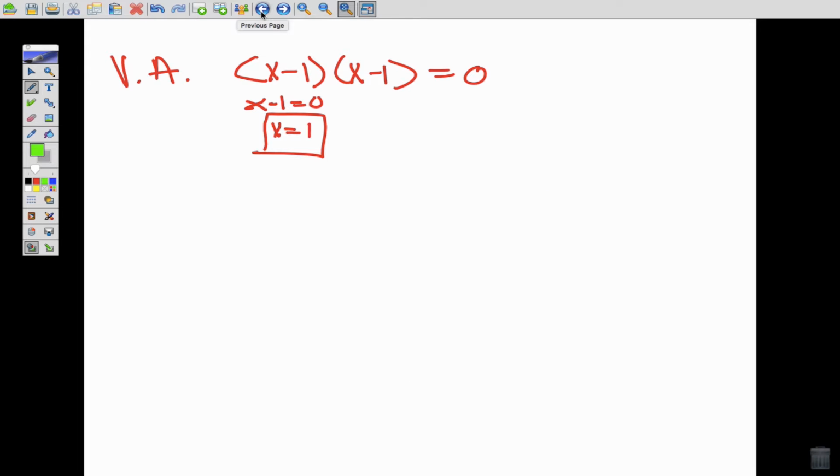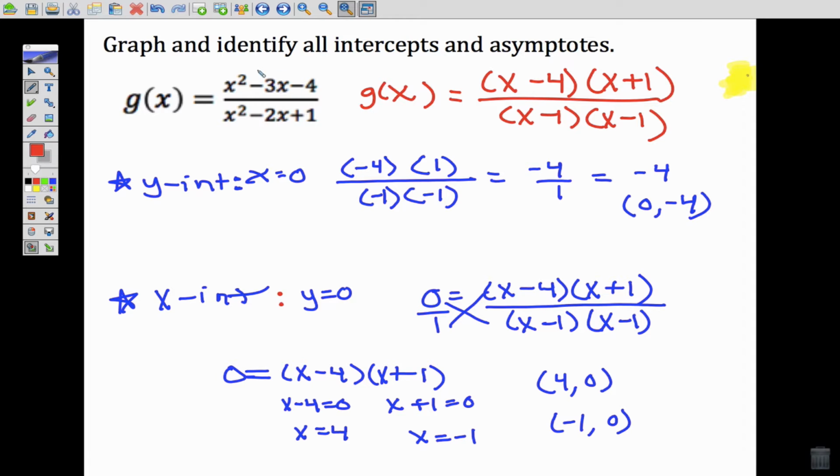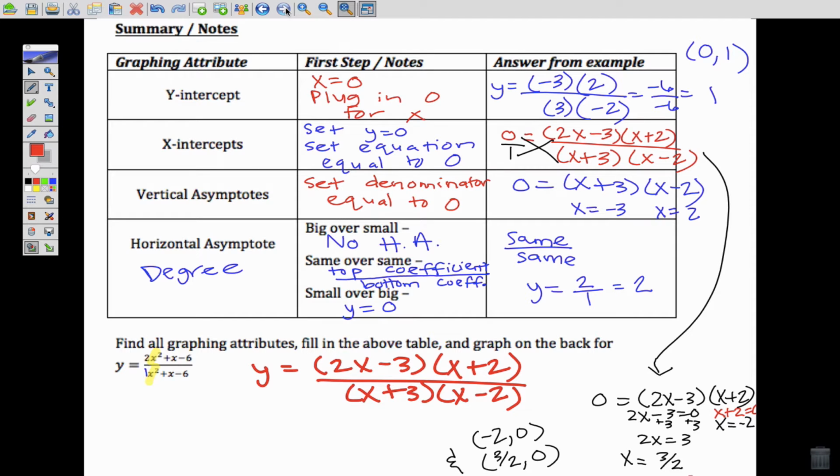Okay, so for horizontal asymptotes, these are more abstract because the idea behind them is limits. So it has to do with what kind of numbers you're dividing in the function. Like, is this a big number and a small number, small and big, that kind of thing. So I'm going to refer to the notes that we took on this. We're looking at horizontal asymptotes, and it has to do with the degree of the expression. Degree is the highest exponent.